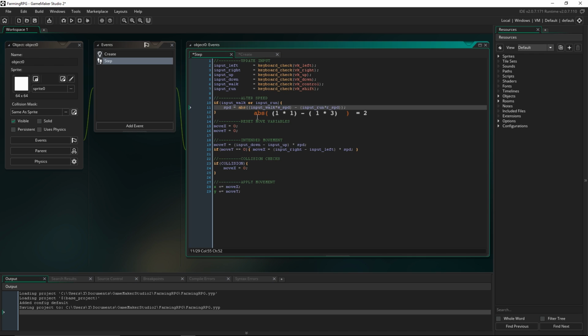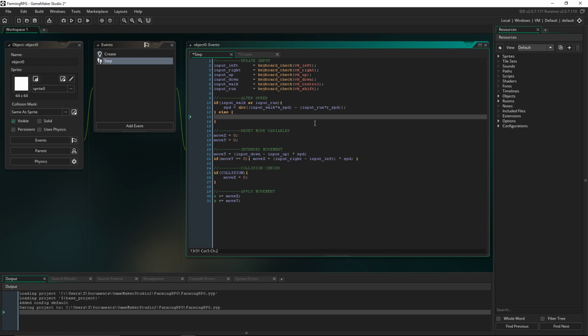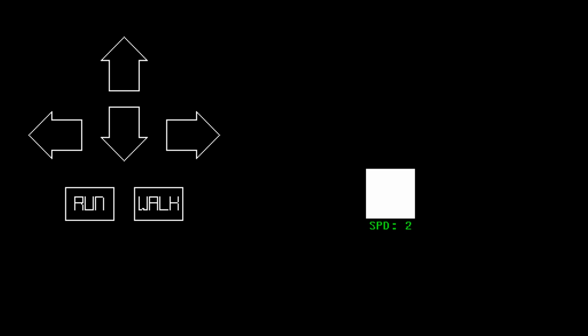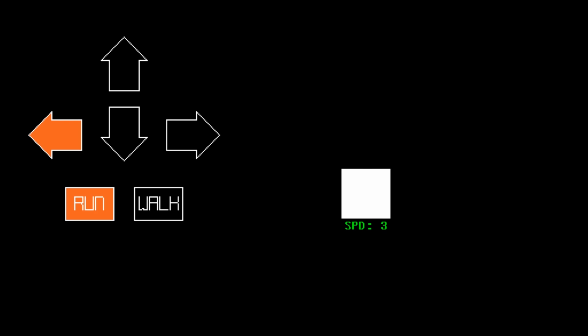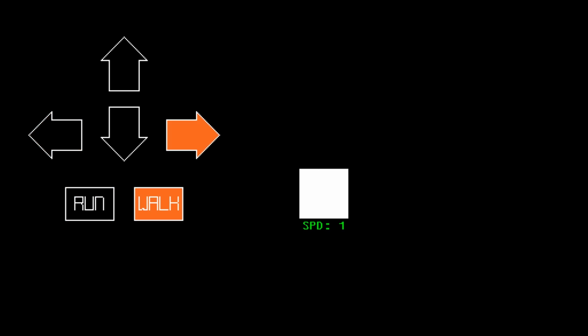So by doing this, we're getting the midpoint between the two speeds. And then we can just put otherwise, if we're not pressing walk or run, then just make our speed equal to the normal speed. So now that we've changed our speed code, you can see that if we're pressing walk and run at the same time, it no longer just defaults to the walk, it's becoming 2. So the midpoint between the run and walk speed.